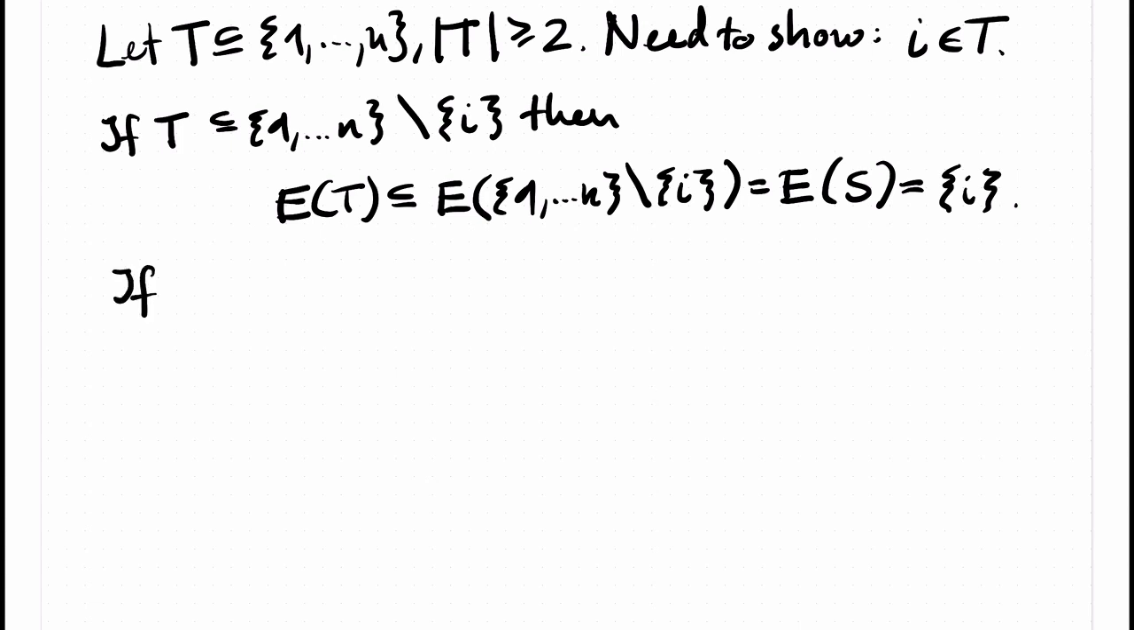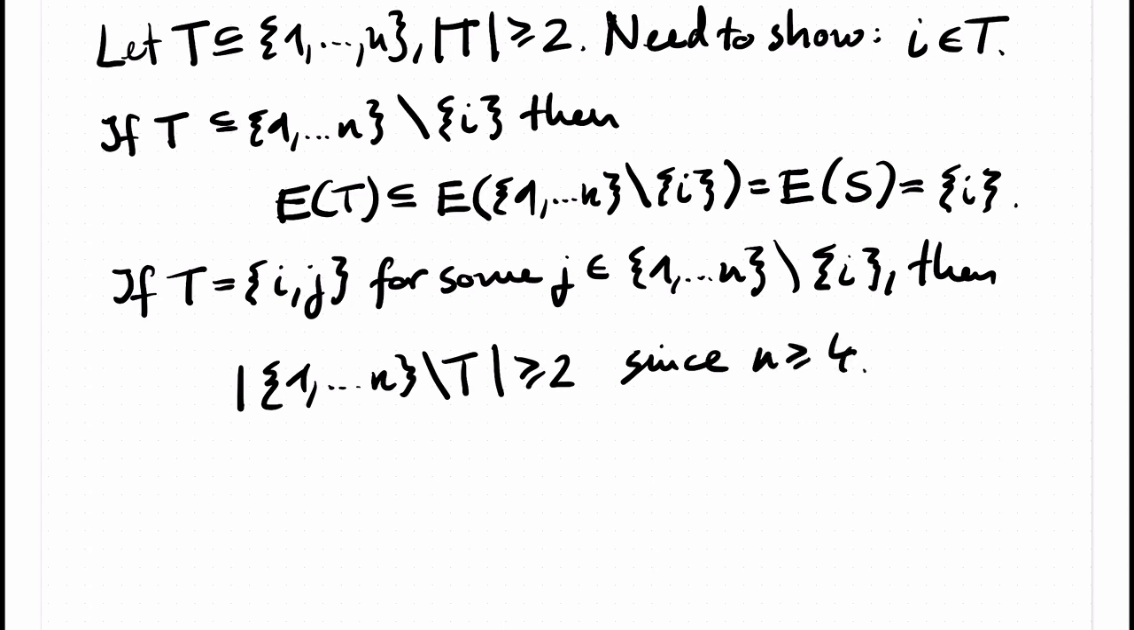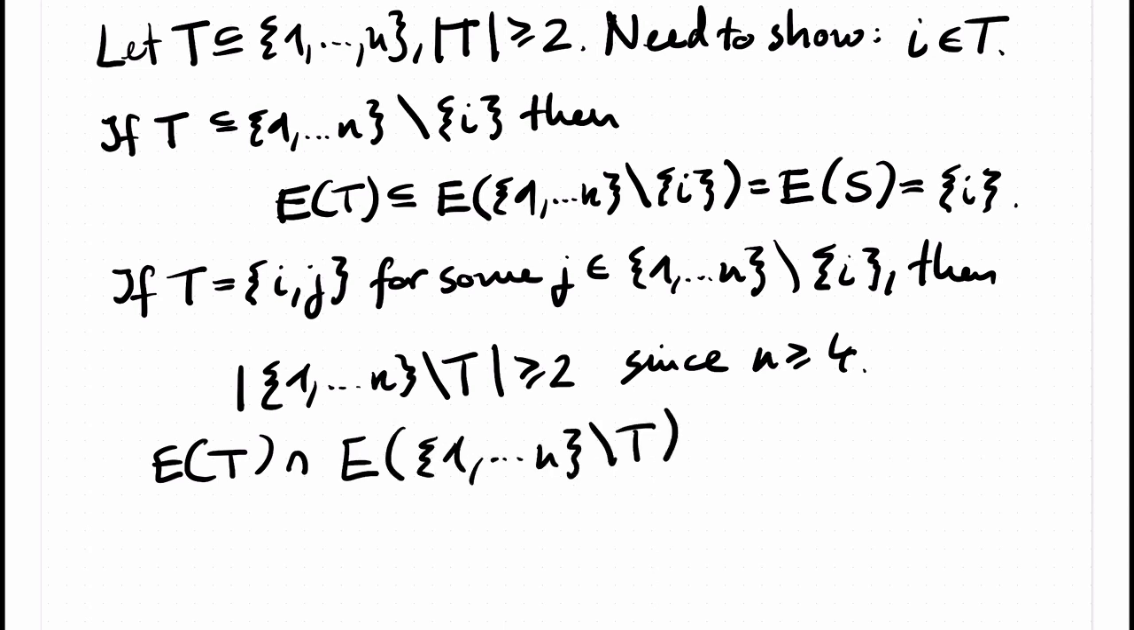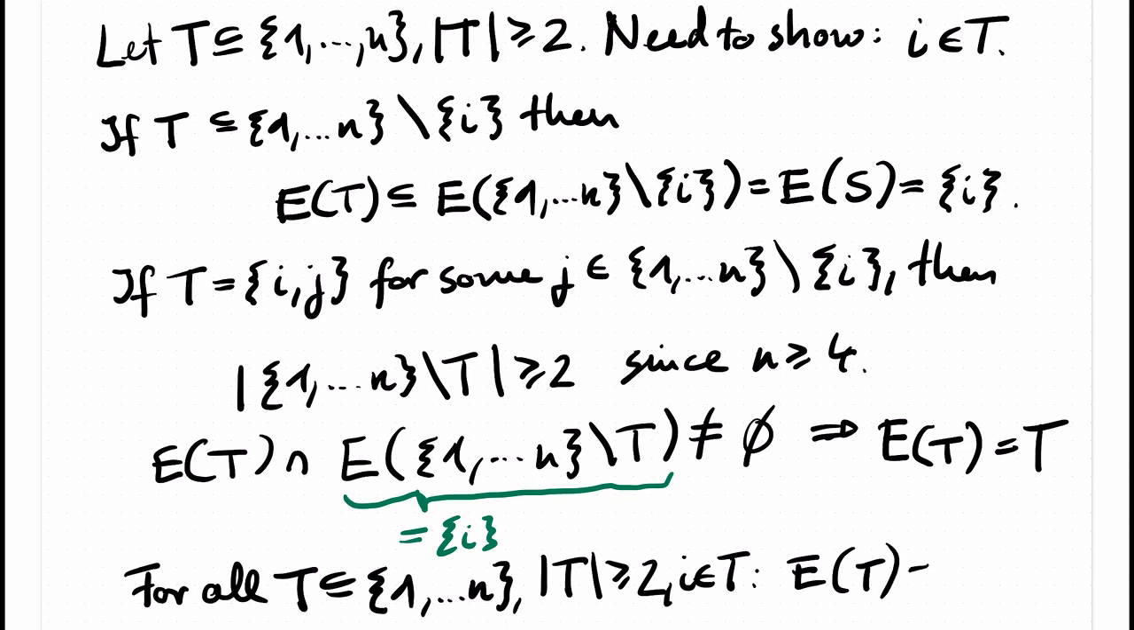The next case is that T does contain i and is of size 2. Then the complement of T also has size at least 2. Here we use our assumption that the arity of f is at least 4. The same argument that we used in the proof of the claim shows that the intersection of E of T and of E of the complement of T must be non-empty. In fact, E of the complement equals singleton i, as we have just seen earlier. So we conclude that E of T equals T. Now, the same holds for all supersets of T by the monotonicity of E. And this concludes the proof.